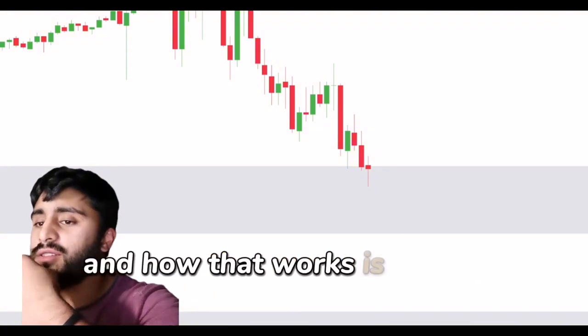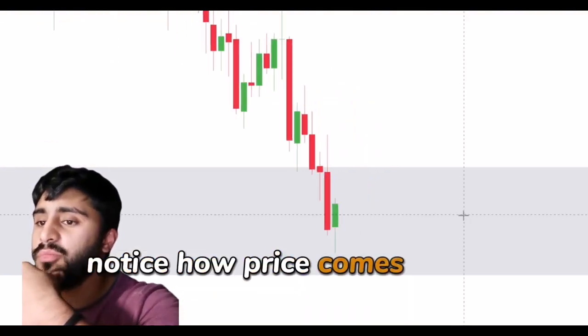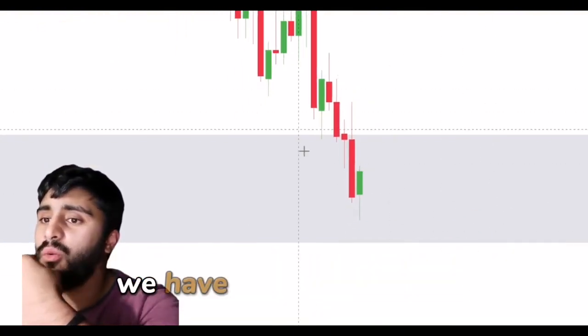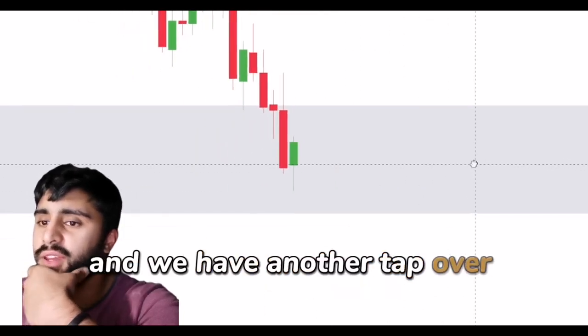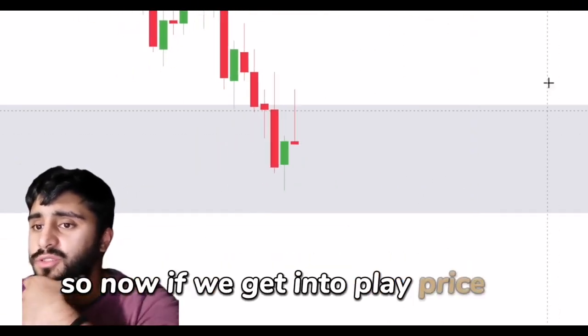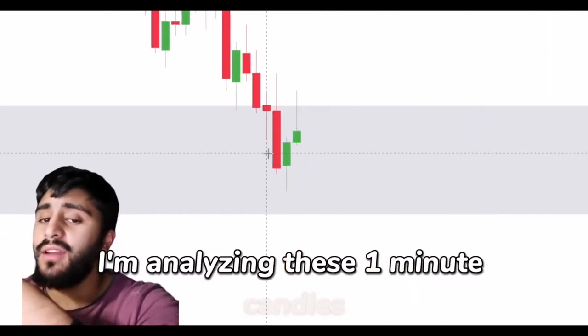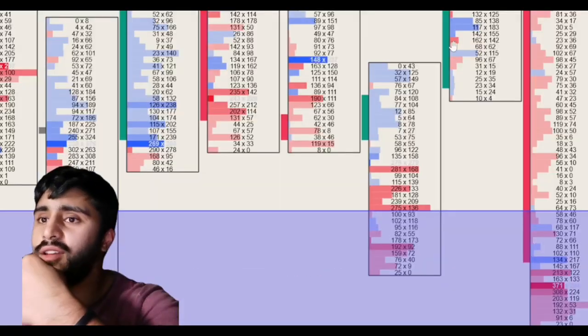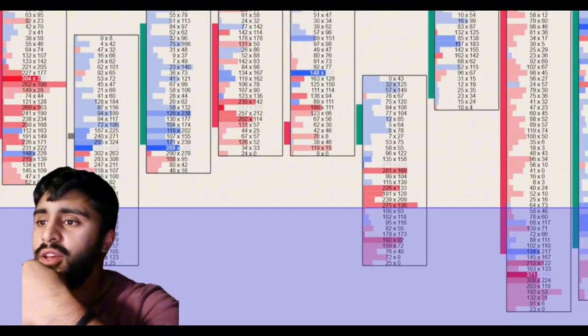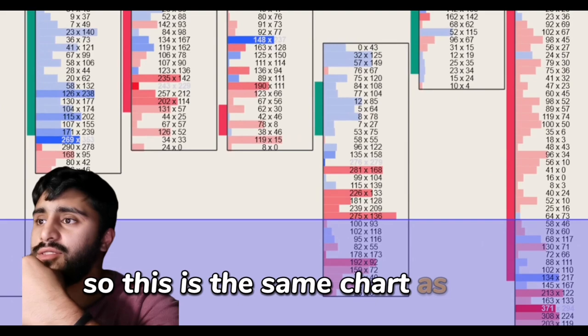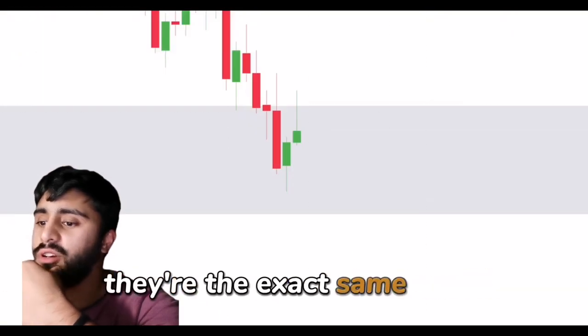And how that works is like this, right? So notice how price comes pretty aggressive into the zone. We have one tap over here and we have another tap over here. So now if we continue to play price on, I'm analyzing these 1 minute candles using the order flow. And the way I do that is by this thing over here. So this is the same chart as this. They're the exact same chart.